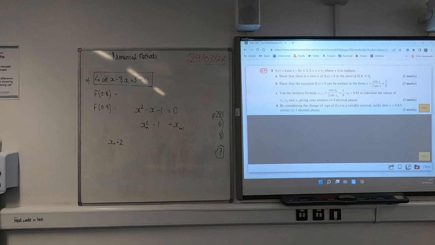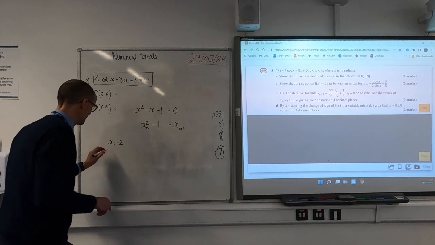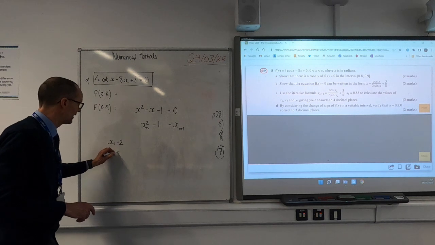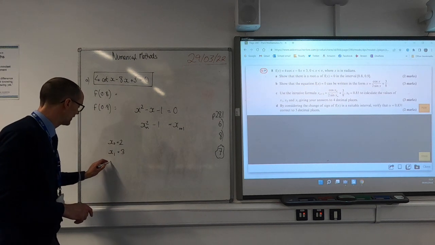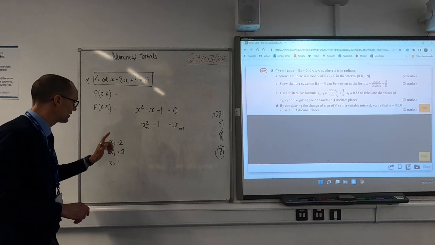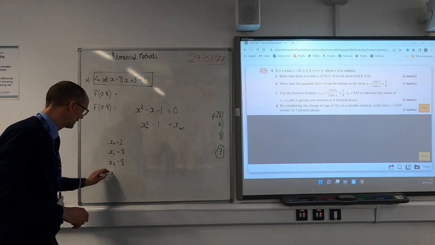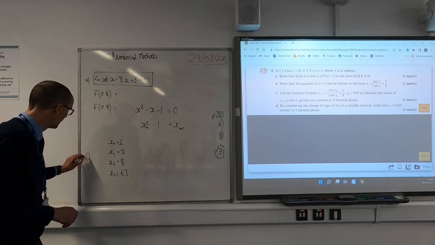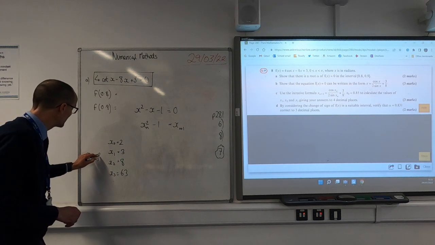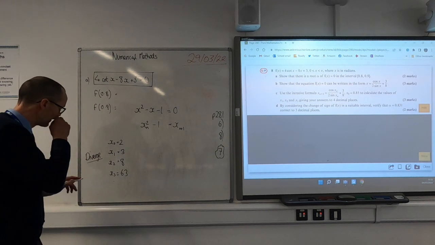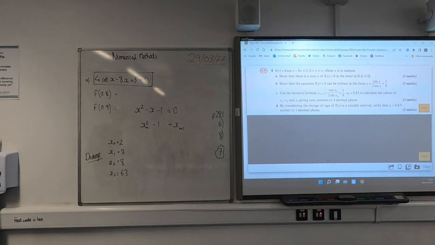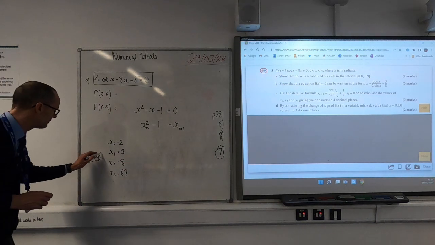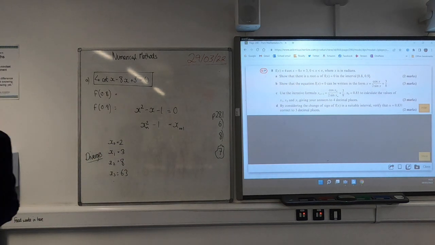So you get 2, and then obviously the next one you're going to get is 3, and then you're going to get 3 squared take 1, 8, and then you're going to get 63. So this is an example of an iteration that diverges, or it's divergent, and that's no good.